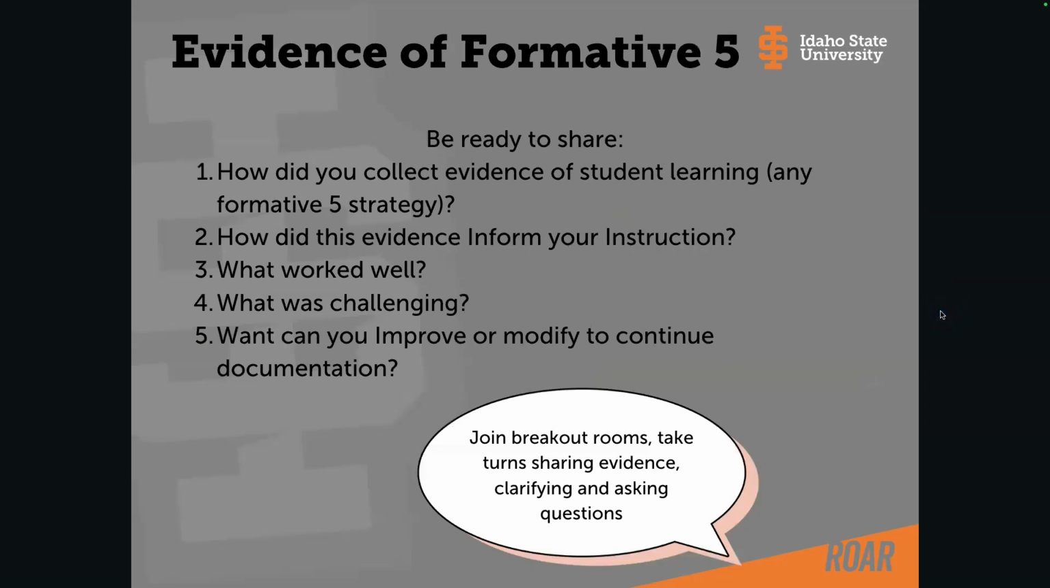All right, so in just a second, I'm going to have you guys jump into some breakout rooms, and hopefully everybody brought or at least has something to share about how you collected evidence of student learning. So last month we talked a lot about picking one of the formative 5. Is it going to be interviews? Whatever section in the formative 5 process you wanted to focus on, and then how did you collect that?